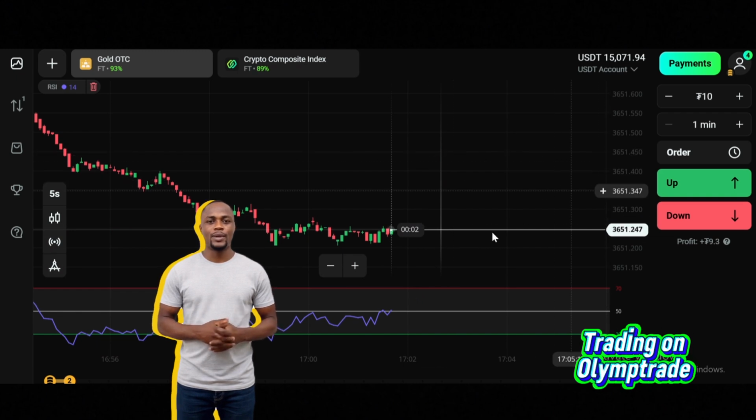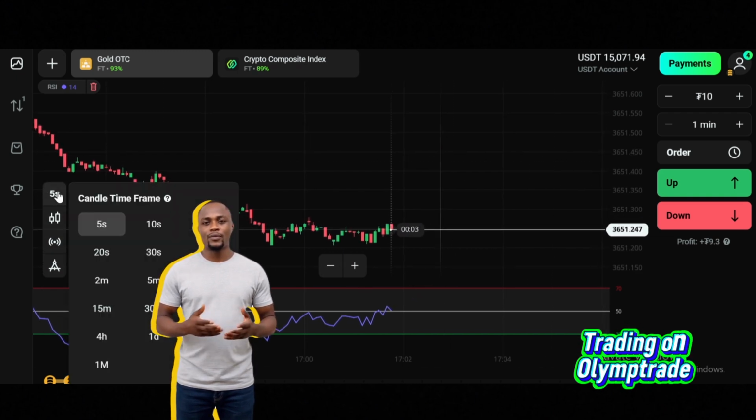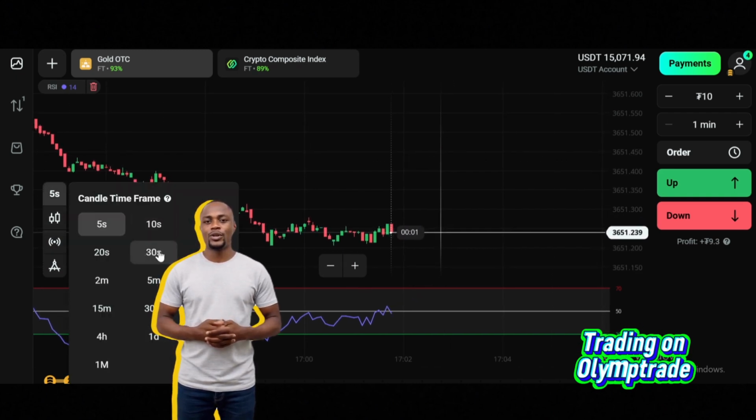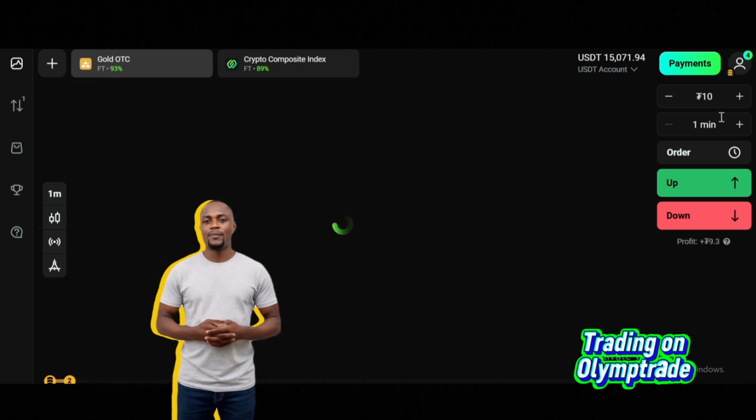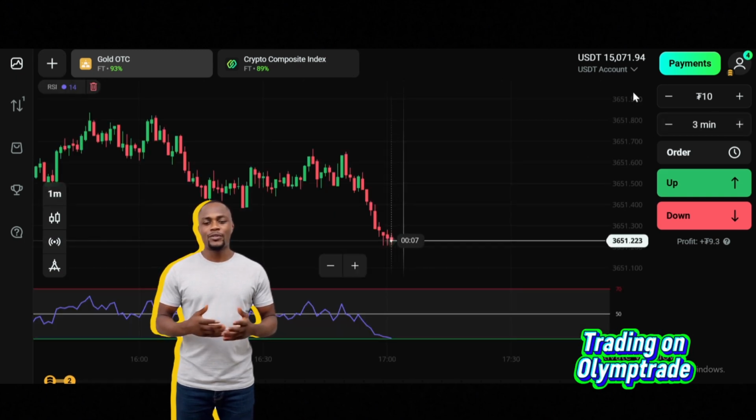For best results, match your trade duration with the chart time frame. On a 1-minute chart, set trades for 3 to 5 minutes. On a 5-minute chart, set trades for 10 to 15 minutes.